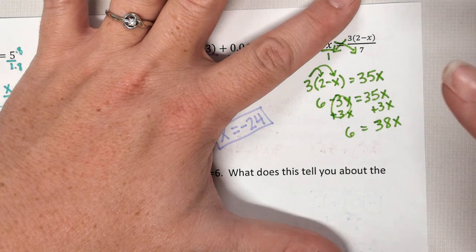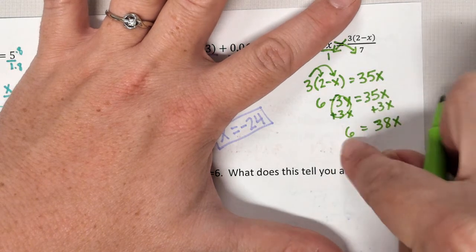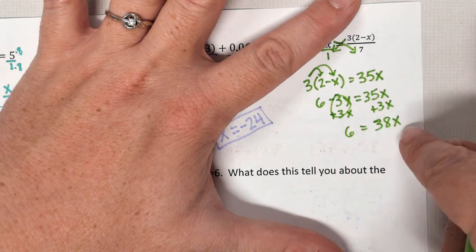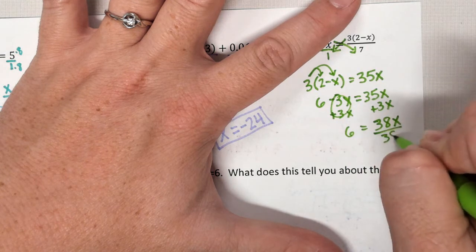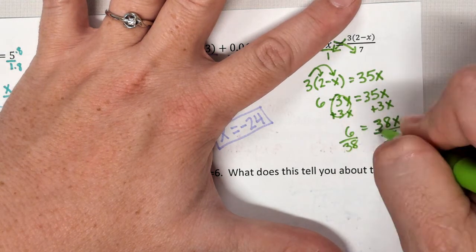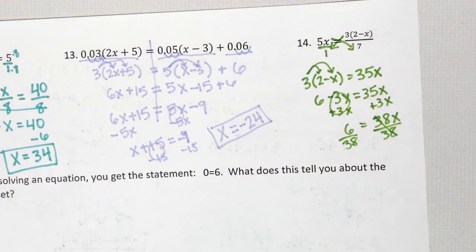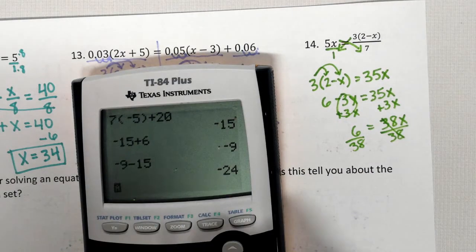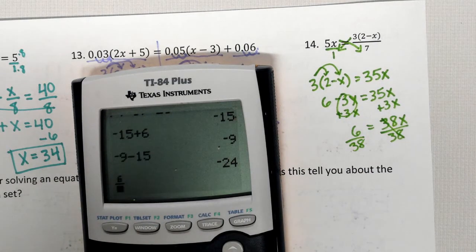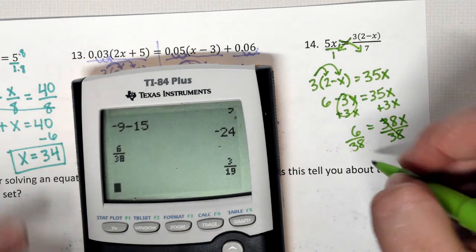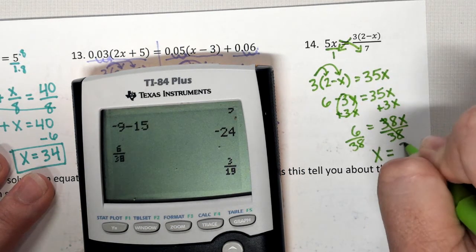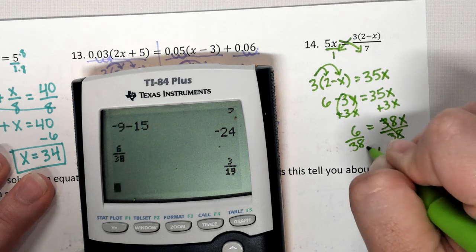Now, I had a lot of people mess up here. I need to move the 38, not the 6. The 6 doesn't have the x, the 38 does. I need to get that 38 to go away. So that cancels, and I get this. Now, that is not simplified. If you struggle with simplifying, alpha, y equals, enter, 6 over 38. So I get x equals 3 over 19.